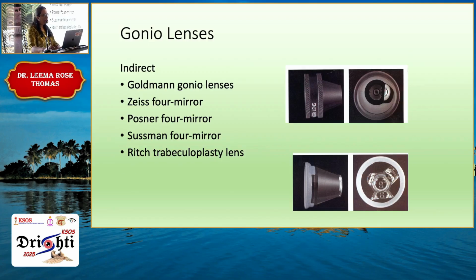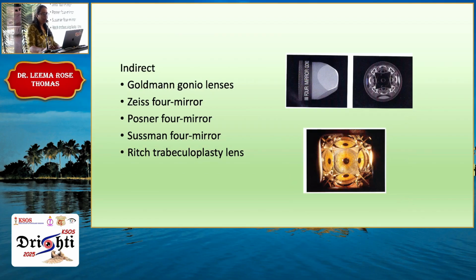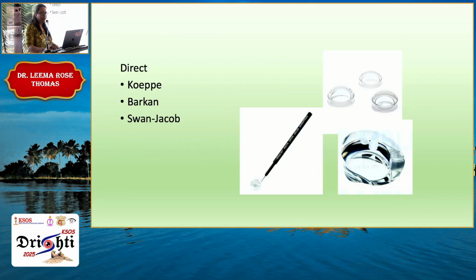Now, gonio lenses: the commonest ones used are the indirect ones. The Goldmann gonio lens is one type of lens. We have the single mirror, double mirror, and the three mirror, which is a multi-purpose lens. This we use for retina and glaucoma. We also have the Zeiss, the Posner and the Sussman, which are the 4-mirror lenses, which are different and can be used for indentation gonioscopy. Now, direct gonio lenses are the Koeppe lens, Barkan lens, and Swan-Jacob lenses, usually used where the patient is not able to be at the slit lamp and for surgeries.